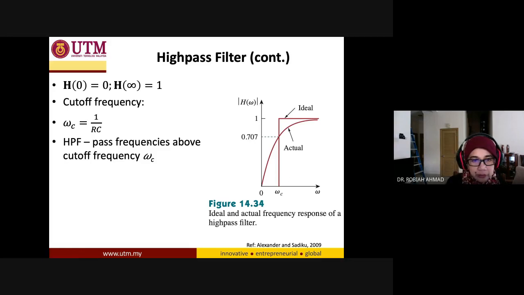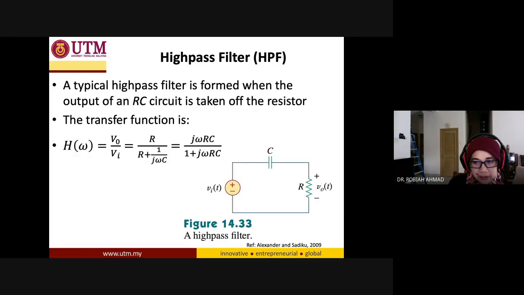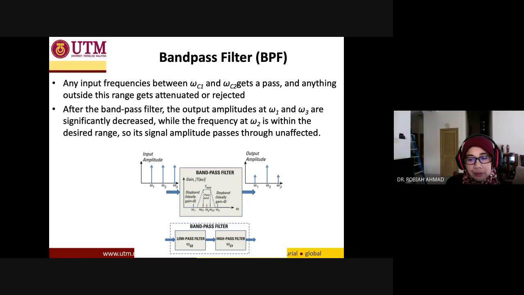And then when we do plot the spectrum magnitude, we will have something like this. Okay, so that is for the high pass. Remember the circuit, the output at the resistor. What about band pass? Band pass here, we only pass the frequency within the band, and the other two will get reduced. So for the band pass filter, it is actually the combination of the low pass and high pass.